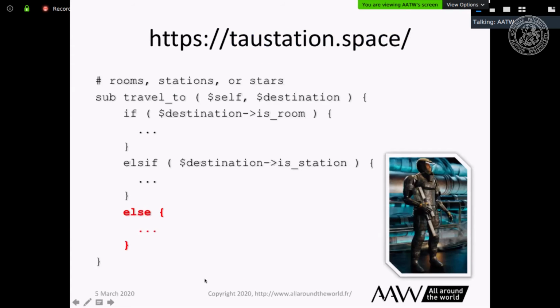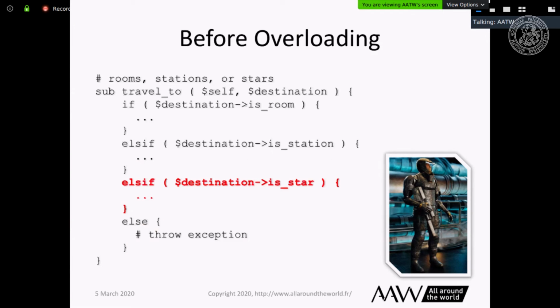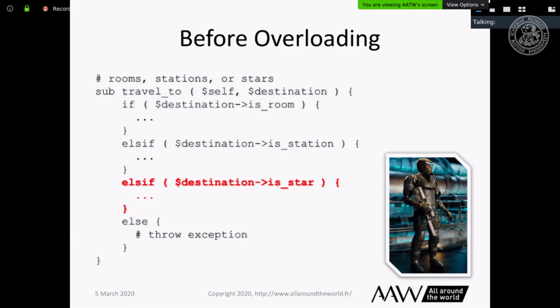So when I was writing the code to allow you to travel different rooms or different space stations or different star systems, it looked kind of like this: sub, travel to, stealth, destination. If destination is room, if destination is station. If it's not a room or a station, it must be a star. Yeah, that assumes that I definitely passed the correct type of object in there, and I don't know that I have. I have to be very explicit about this, and this code's getting ugly with this if, else, if chain, and then having to remember to throw an exception if I didn't get the right type of object in there.